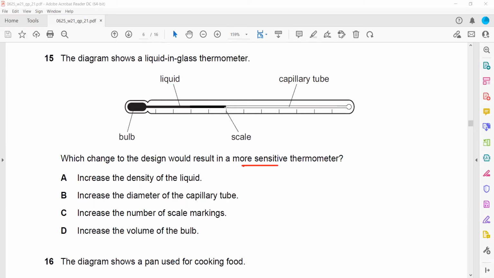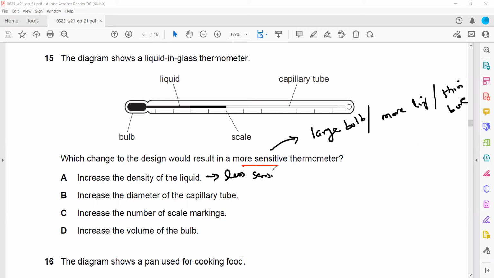How can we make a thermometer more sensitive? Number one, we can use a large bulb, or we can use more liquid inside, or we can use a thin capillary or thin bore. These are the factors which will affect the sensitivity. Increasing the density of a liquid means it will be less sensitive, because a high density liquid cannot change its volume too much.